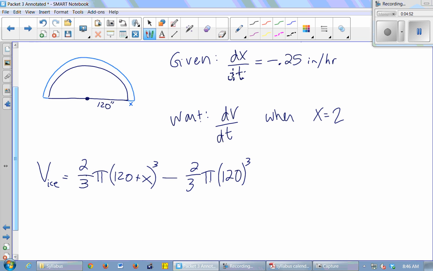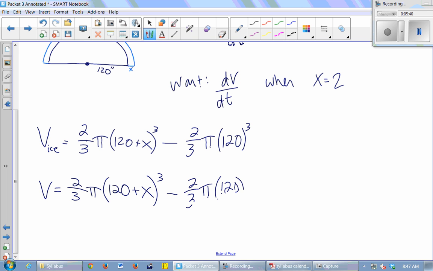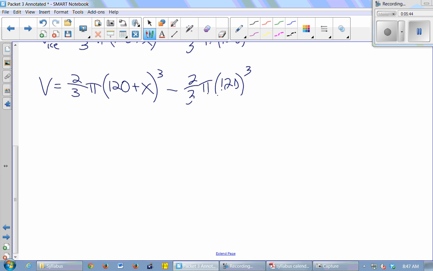So that's good. The next step is typically to take d/dt of both sides. But I think I'm going to try to simplify things as much as I can before I do that, just to make taking the derivatives easier. So 120 plus x, that's really not worth multiplying out. I'm going to leave that as it is. So this will be 2/3 pi times (120 plus x) cubed. But 120 cubed, that whole thing is just a number. So I guess if I'm going to take d/dt of it, it's just going to go away, right? So why bother simplifying it? Okay, sorry. Just wrote down the exact same line twice.